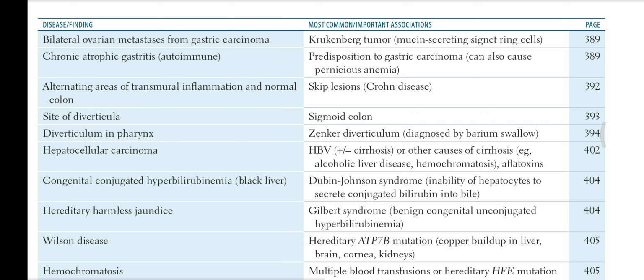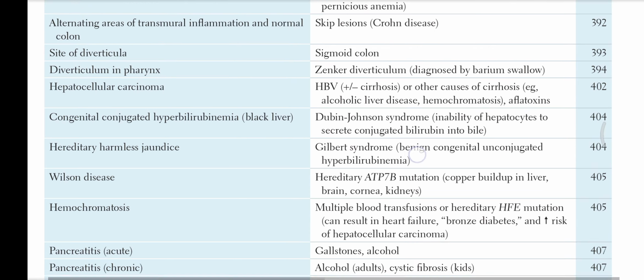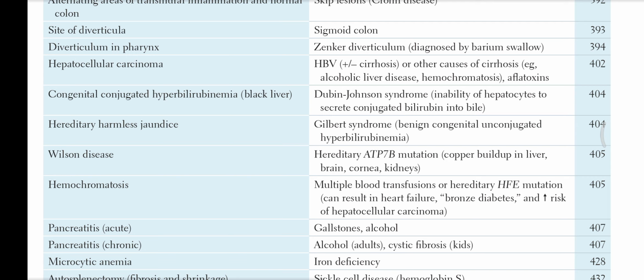Alternating areas of transmural inflammation and normal colon. It is associated with skip lesion or Crohn's disease. Site of diverticula. It is associated with sigmoid colon. Diverticulum in pharynx. It is Zenker diverticulum diagnosed by barium swallow.